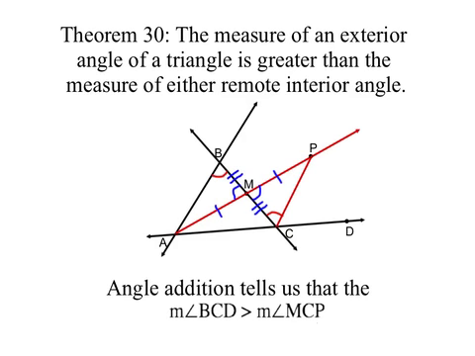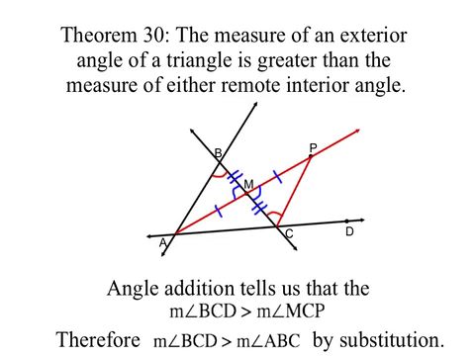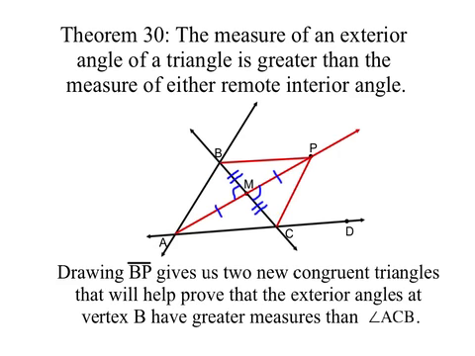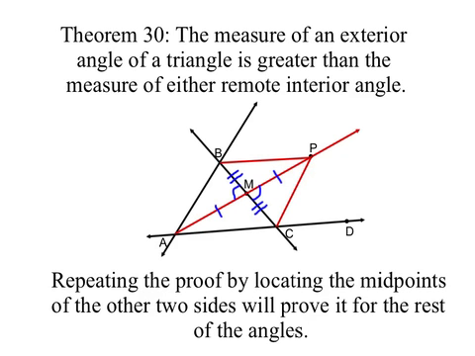And you'll notice that the angle that is congruent to the interior angle, angle MCP, has to be smaller than angle BCD by angle addition. And therefore, we've proven that the exterior angle BCD is greater than the remote interior angle ABC by substitution. If we draw segment BP, we can go on to prove that the exterior angles at vertex B have a greater measure than angle ACB, and we can continue repeating the proof by locating the midpoints of the other two sides so that we can prove it for the rest of the angles.